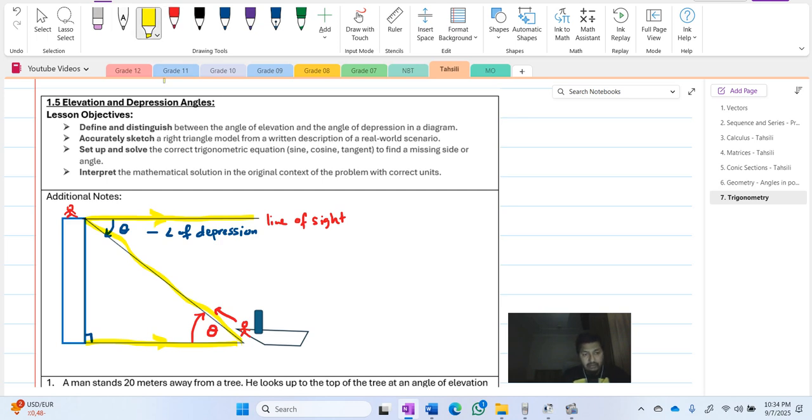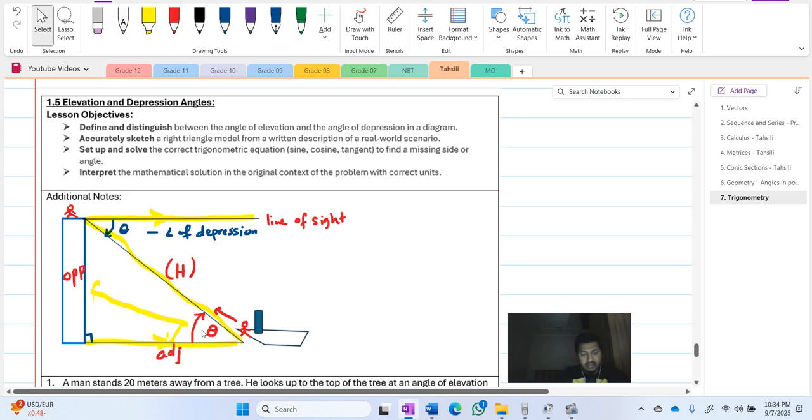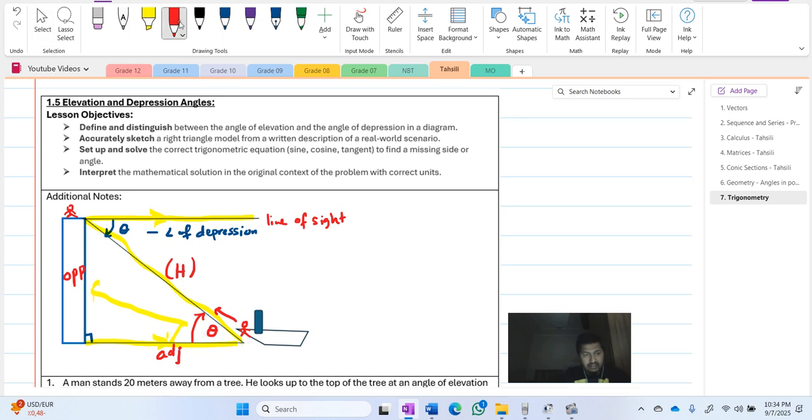Now after you do that, you observe from this theta angle, that's the opposite. Then you can use SOHCAHTOA. That's the opposite, this is the adjacent side, and this is always the hypotenuse, the longest side, directly opposite the 90 degrees. Now since we understand what is angle of depression and angle of elevation, remember this is the elevation angle. Angle of depression, angle of elevation.